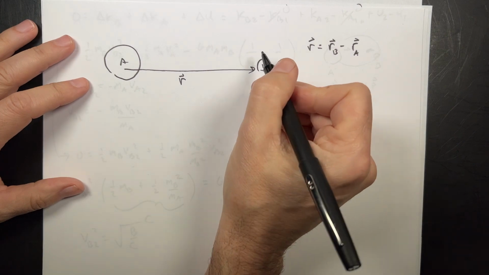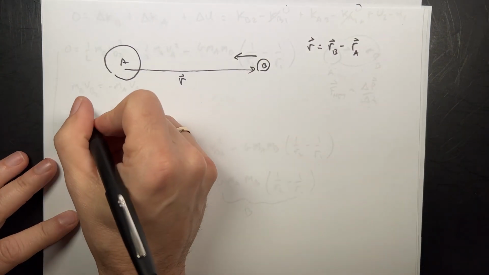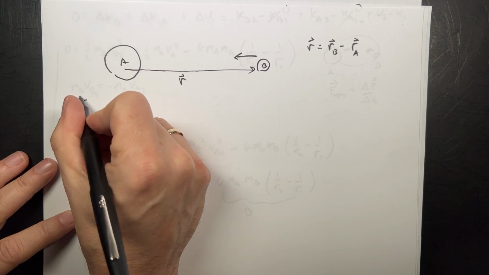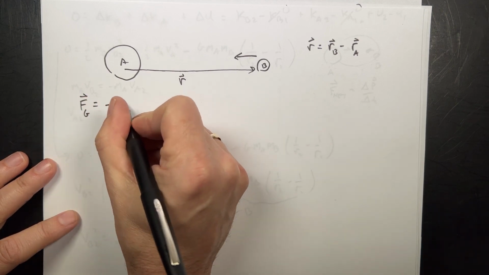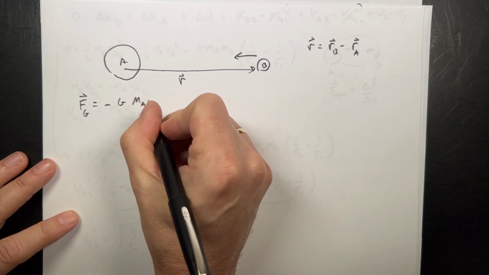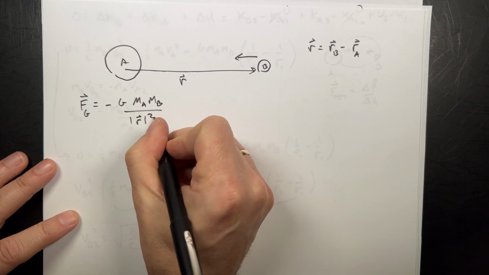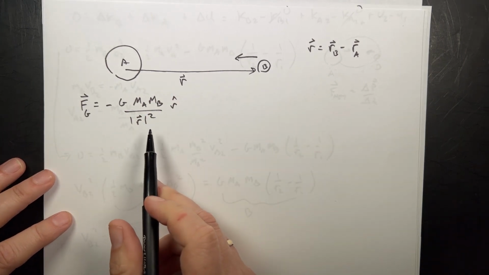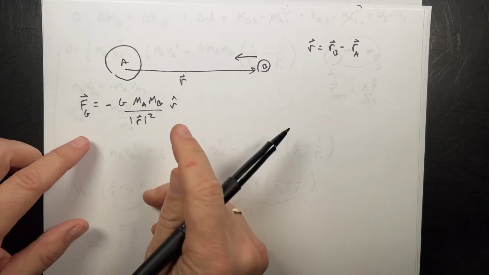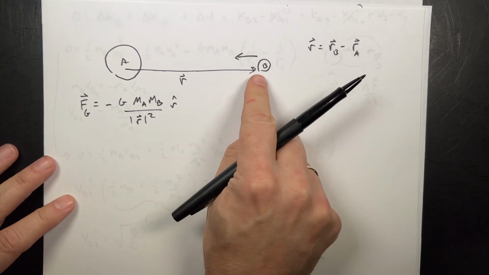So once I do that, I can calculate this gravitational force on A. So the gravitational force on A, let's call it Fg, is negative G, mass A, mass B, over the magnitude of R squared times R hat. This version of the gravitational force is much better than any others because it returns a vector value. So I'm going to get a vector value.